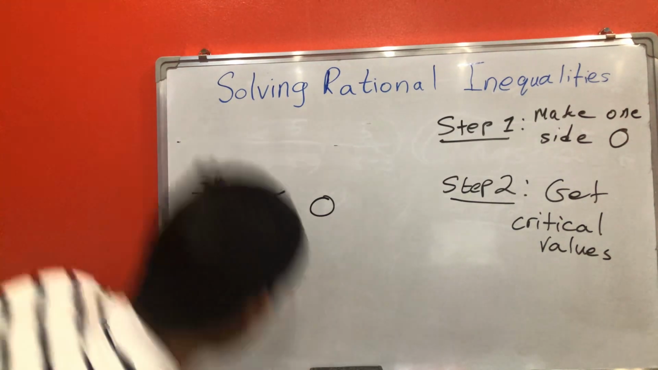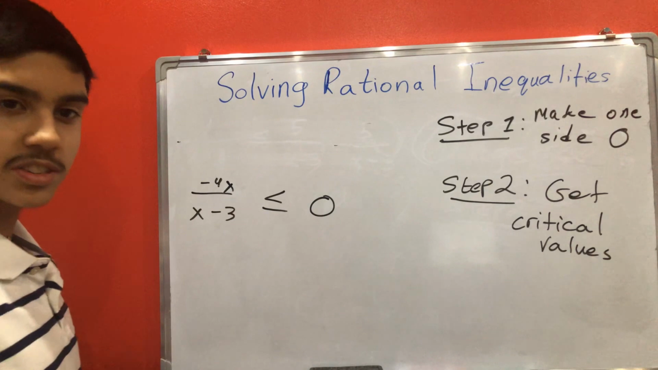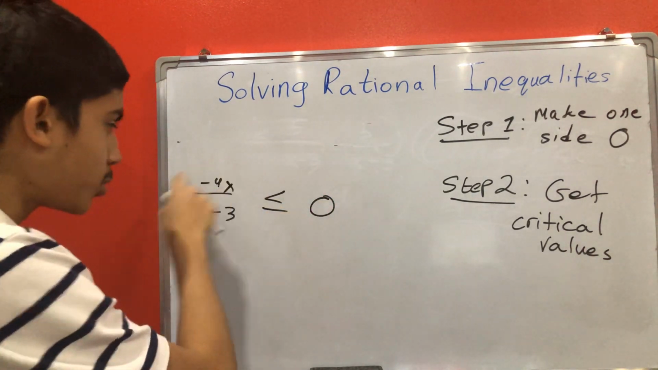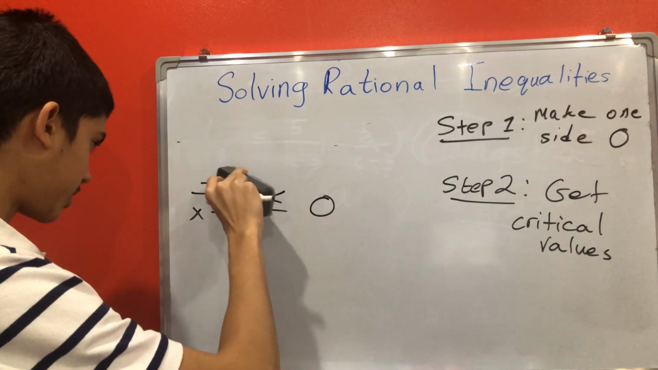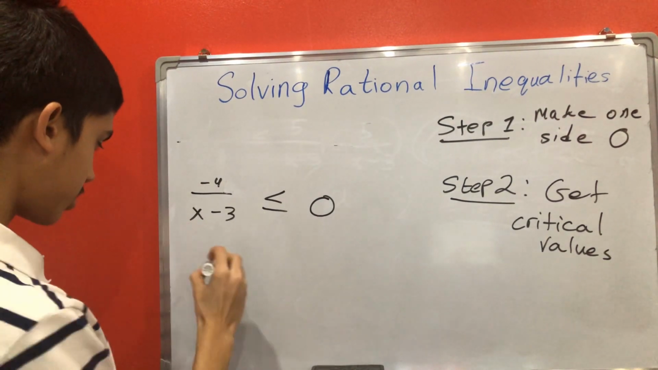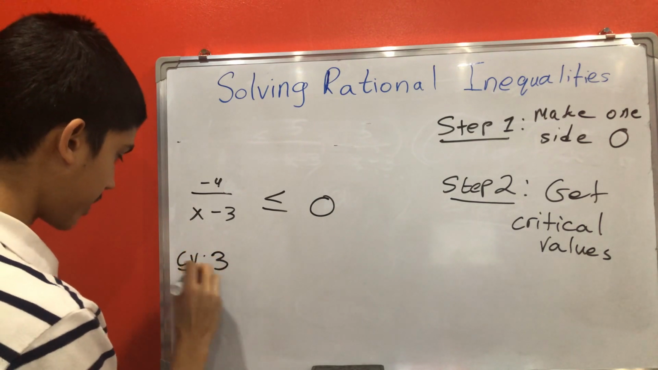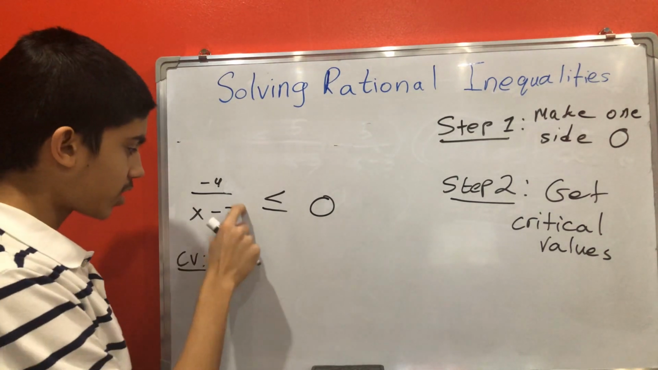For example, if we had x here, right? So if we had x, a 0 would be a critical value because when x is 0, then the numerator is 0. But in this case, there is no x in the numerator. So what are our critical values? Our critical value is actually only going to be 3. This is our critical value. Because when we plug in 3 for x, we see that the denominator is 0.